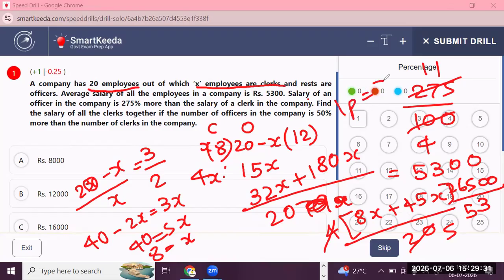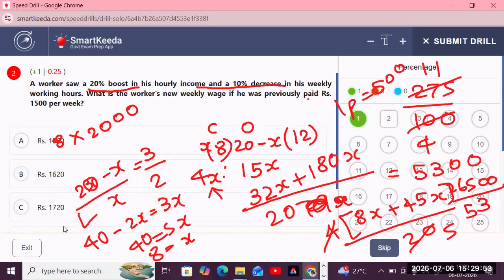वन पार्ट इज इक्वल टू 500, ये जो है 2000, find the salary of all the clerks together. मतलब पर क्लर्क की सैलरी इज 2000, so it is 16,000. इतना टाइम लगेगा. Next.